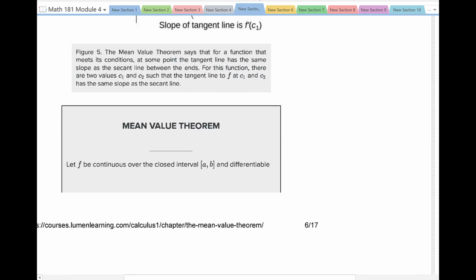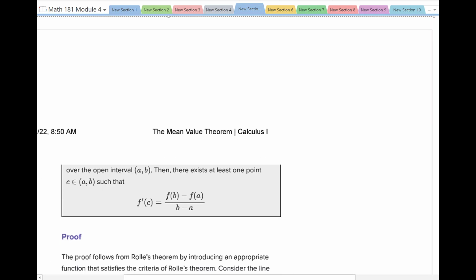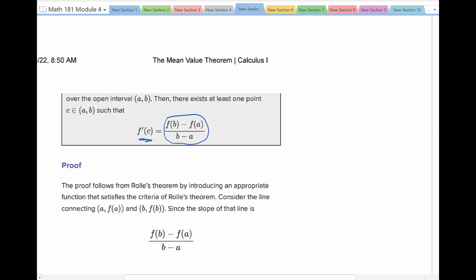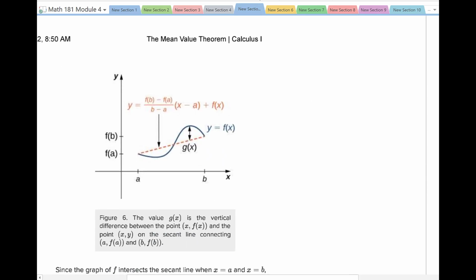So let f be continuous on the closed interval [a, b] and differentiable over the open interval (a, b). Then there exists at least one point c such that the derivative at c is the same as the slope between any 2 points on the curve. Okay, so this is an example of what they're saying. So you have a point here and a point there, and you're going to get that slope. There's going to be a point in between, like up here, where that line would have the same slope. Or even down here, that line would have the same slope. That's what the mean value theorem says.